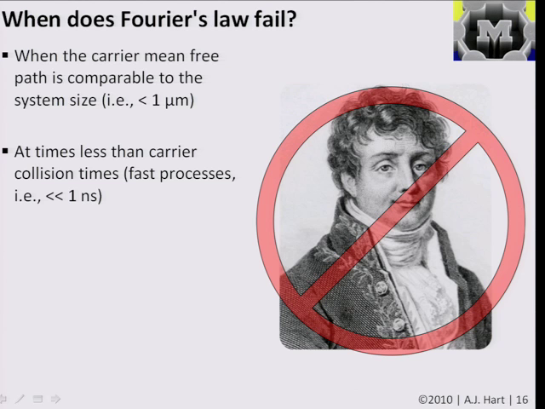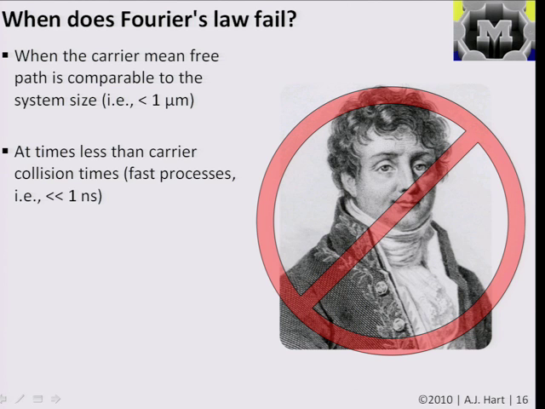So that's Fourier's law. We want to now look at when does it break. And there's two main cases we're going to think about. One is when the carrier mean free path becomes about the same size as the system we're looking at. So if we have a really thin film and the particles are traveling between one end of the film and the other before they hit another particle, then this won't work. Or also like in a nanowire, for example.